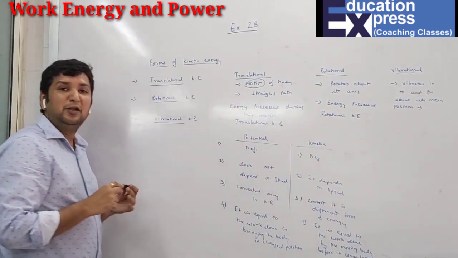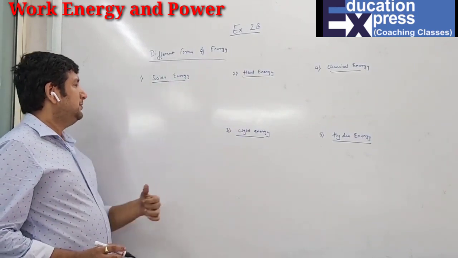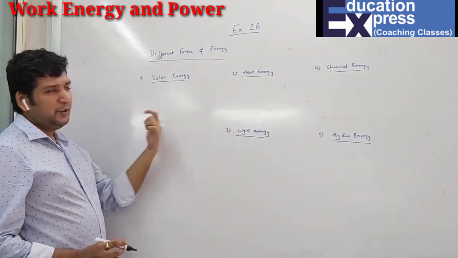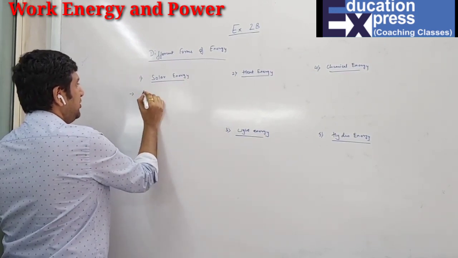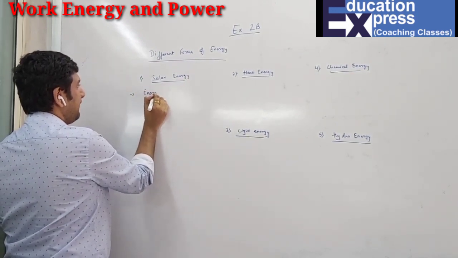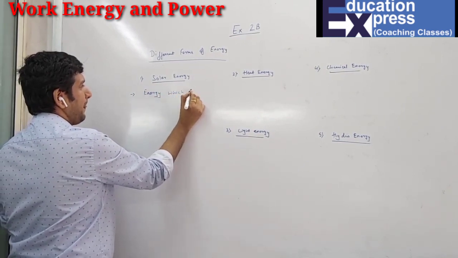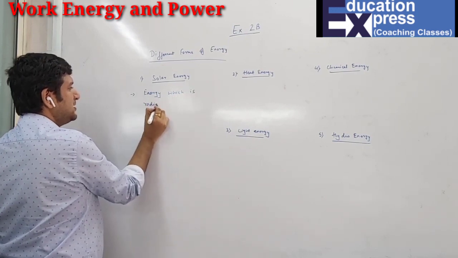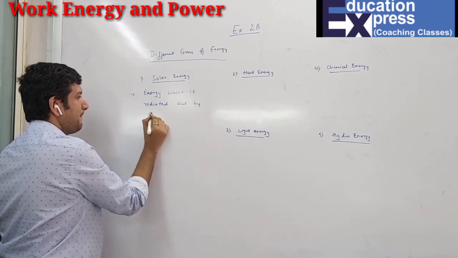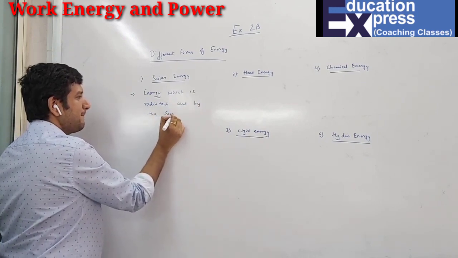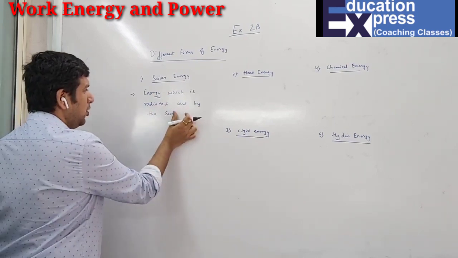Now students, we will be learning about the different forms of energy. I have listed a few. I will explain them one by one. The first is solar energy. The energy which is radiated out by the sun is said to be solar energy.